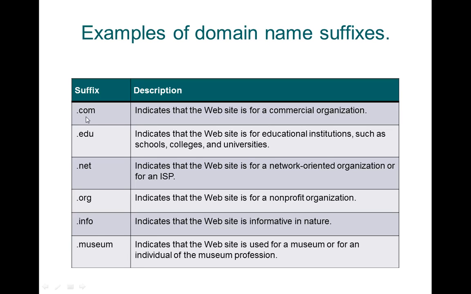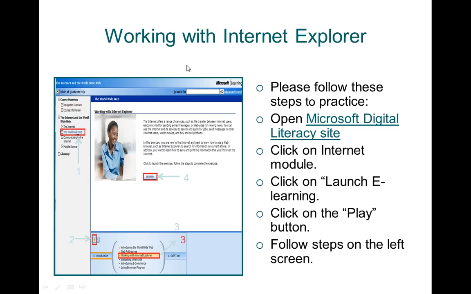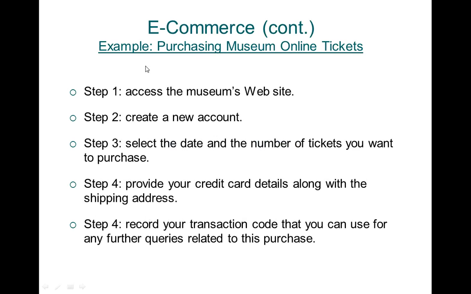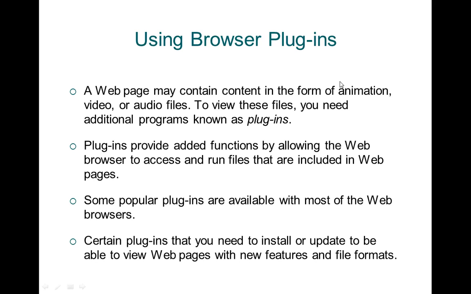These are the suffixes .com, .edu, .net, .org, .info, and .museum. This is how we can work with Internet Explorer. Then we also talked about what is e-commerce, means how to do purchasing or buying or selling over the internet. That is e-commerce. These are the multiple steps. Example, how to use an e-commerce site.